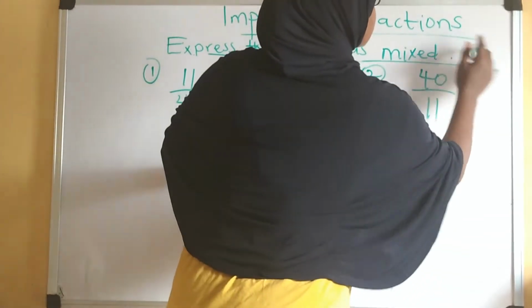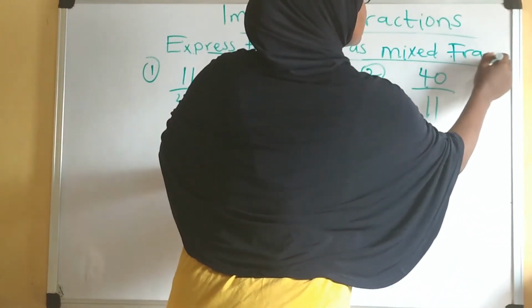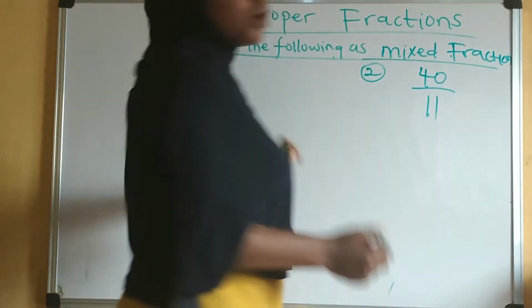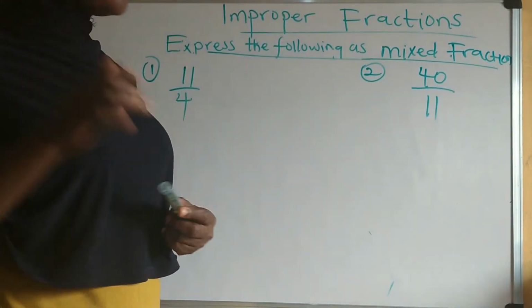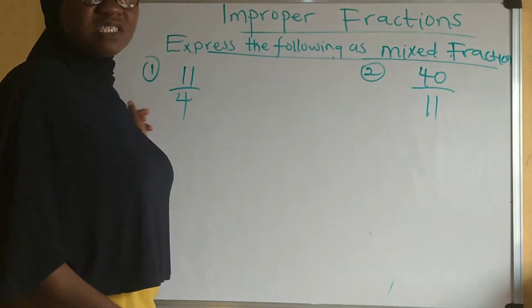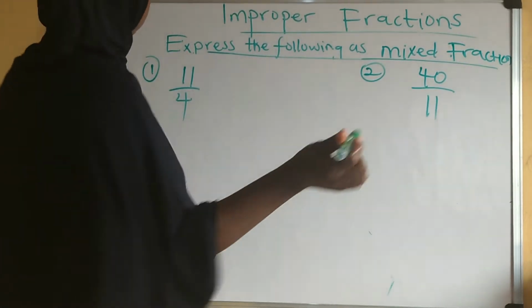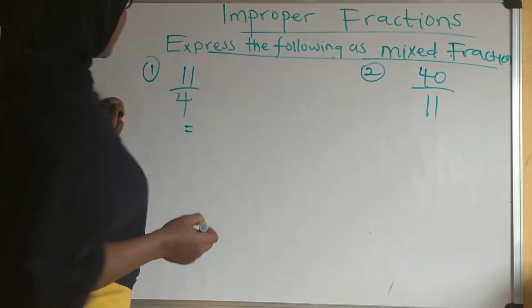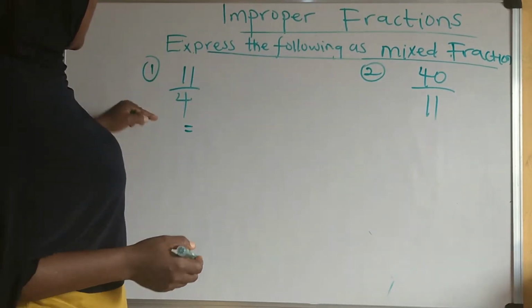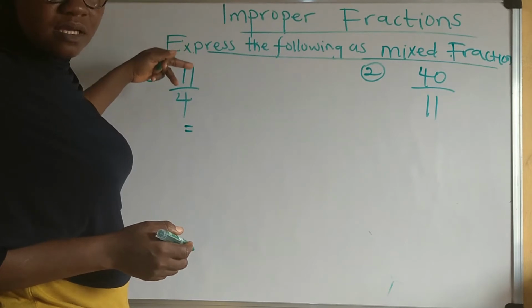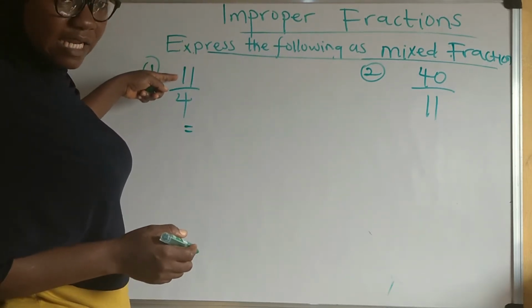Now in converting them to mixed fractions, the first thing we want to do, ideally, is this: 11 over 4 simply means you divide 11 by 4. That's basically what it means. So in doing that, we ask ourselves, how many 4 can I get inside 11? 11 divided by 4. How many 4 can I get in 11? It's just 2.